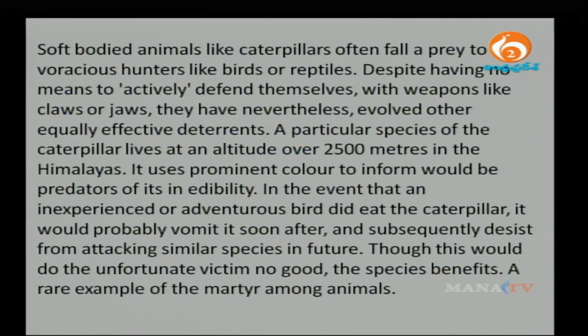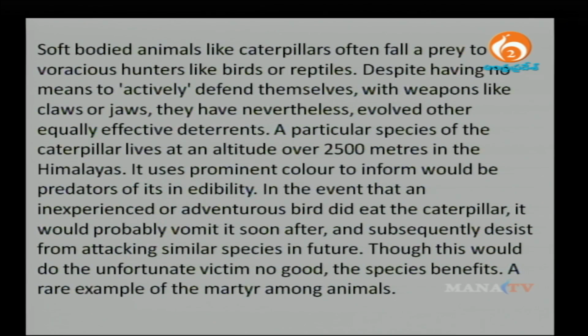other equally effective deterrents. A particular species of the caterpillar lives at an altitude over 2,500 meters in the Himalayas. It uses prominent color to inform would-be predators of its inedibility. In the event that an inexperienced or adventurous bird did eat the caterpillar, it would probably vomit it soon after and subsequently desist from attacking similar species in future. Desist means avoid. Though this would do the unfortunate victim no good, the species benefit. A rare example of a martyr among animals.